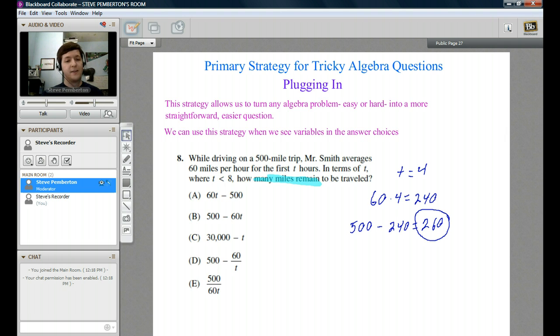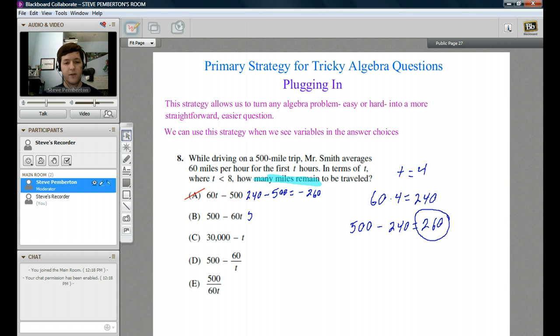So we take the t equals 4, we plug it into each of the answer choices, and we're going to look for 260. We have to check all 5. We'll understand why we check all 5 later, but we have to check all 5. 60 times 4, we said that was 240, so A is 240 minus 500. That's negative 260. It's close, but it's not what we're looking for, so no.